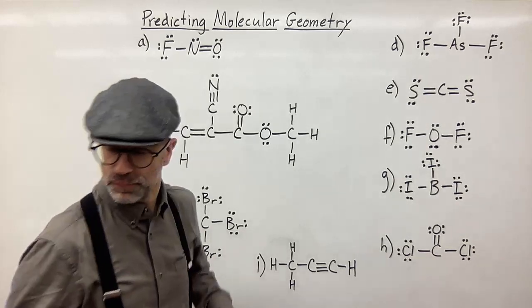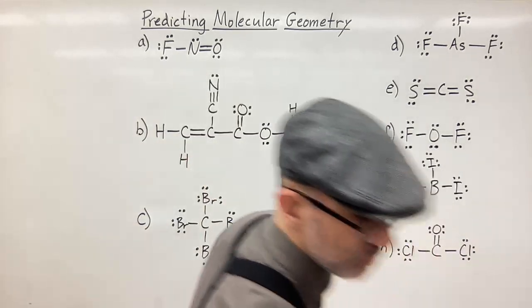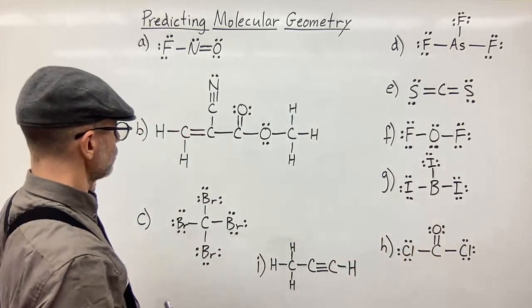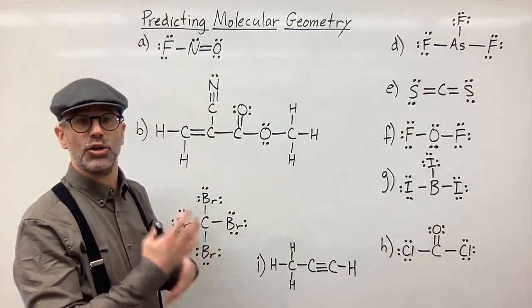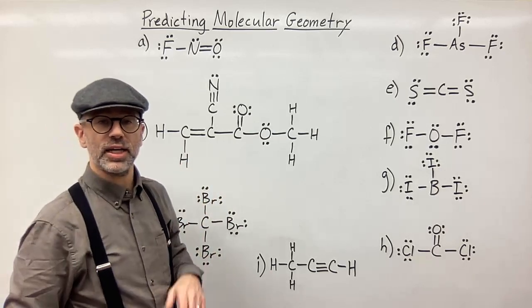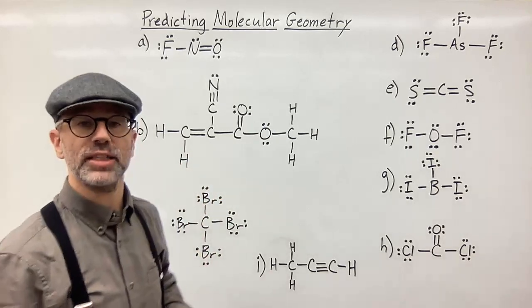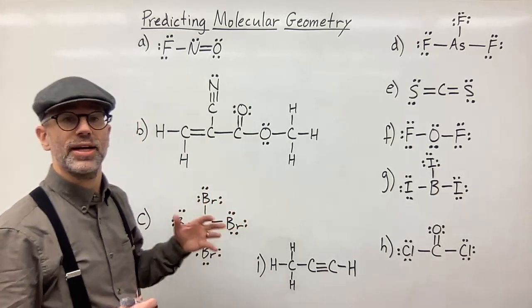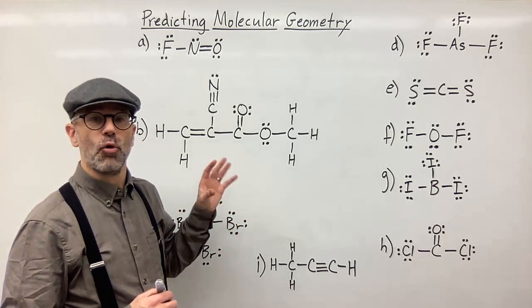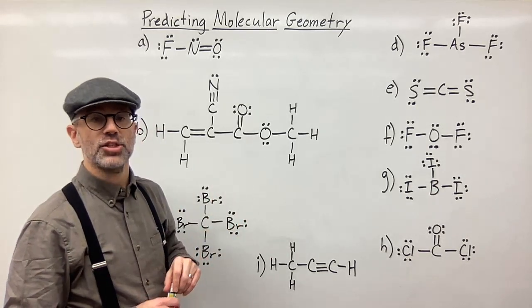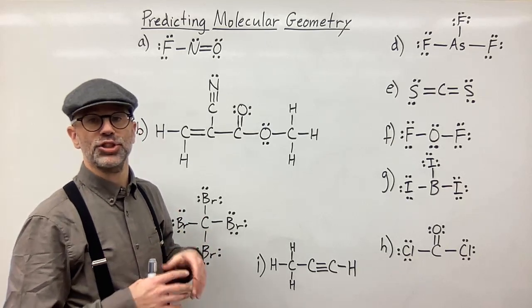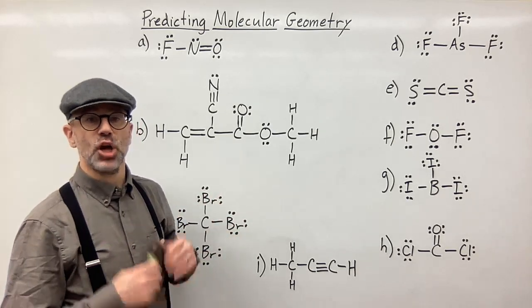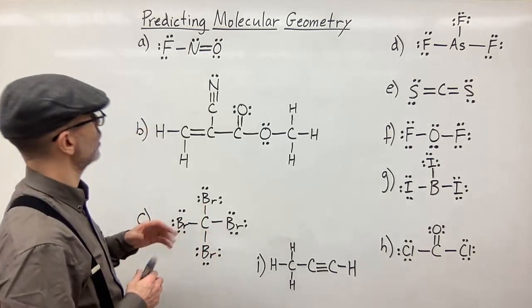So here are some examples. I'm going to go over the examples and tell you, based on what the chart is telling you, what you should determine for each central atom. Some molecules are going to have more than one central atom. Some molecules are just going to have one central atom. So let's go ahead and get started.